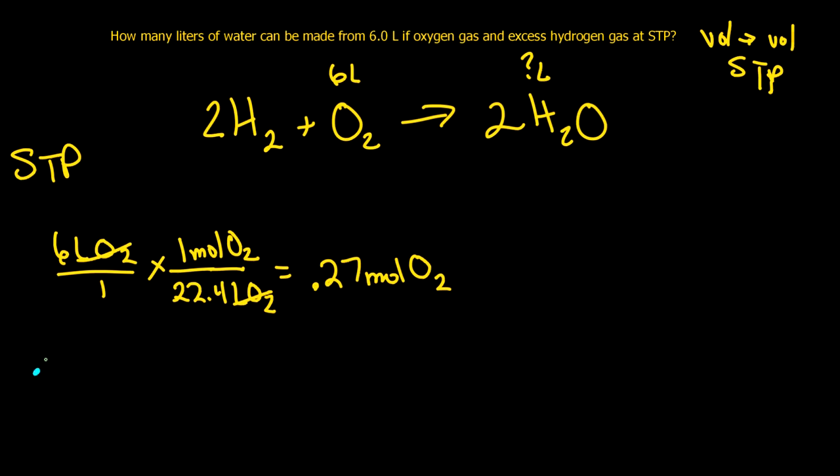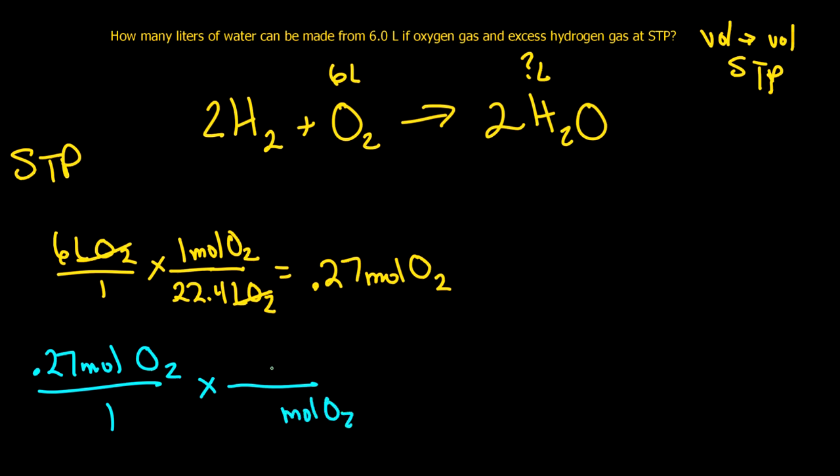So I got 0.27 moles of O2, and I need to change that to liters of H2O. So let's do our stoichiometry first. I want to change moles of O2 to moles of H2O. So moles of O2 go on bottom, moles of H2O go on top. Use your balanced equation for these values here.